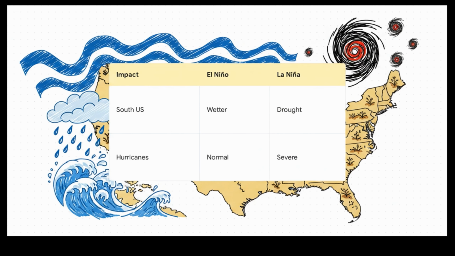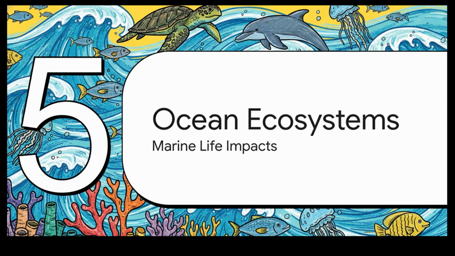But there's a pretty dangerous catch here. La Niña also tends to create conditions in the atmosphere that lead to a significantly more severe Atlantic hurricane season. All right, our final stop, Section 5, Changing Ocean Ecosystems, Marine Life Impacts.